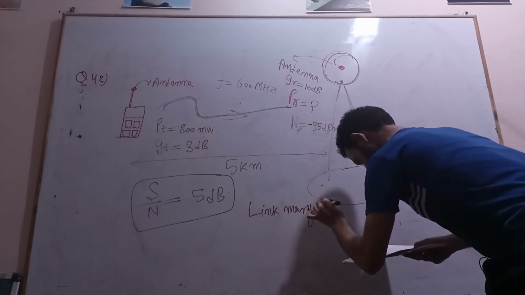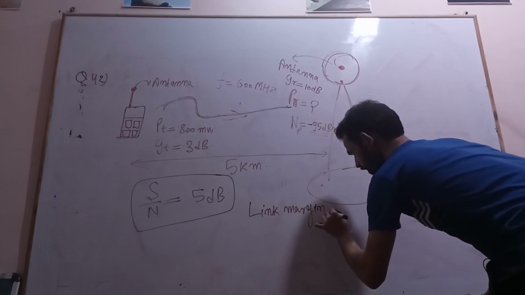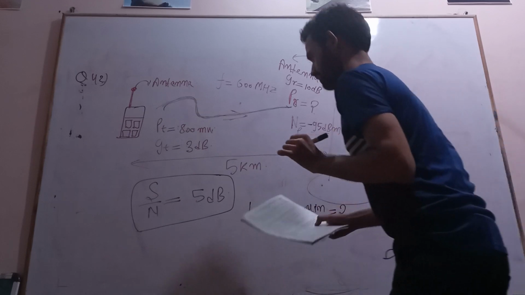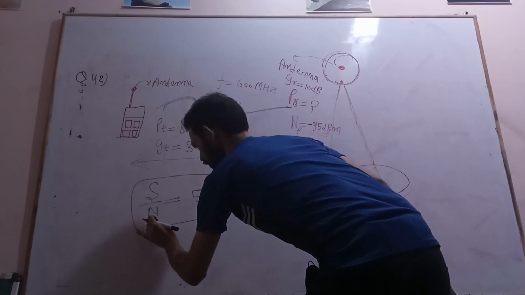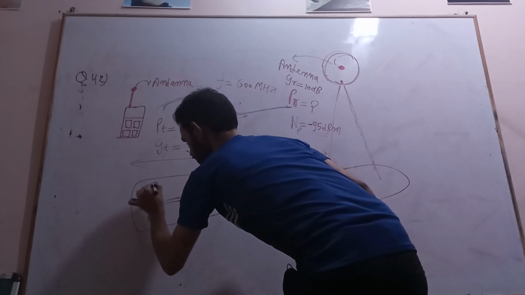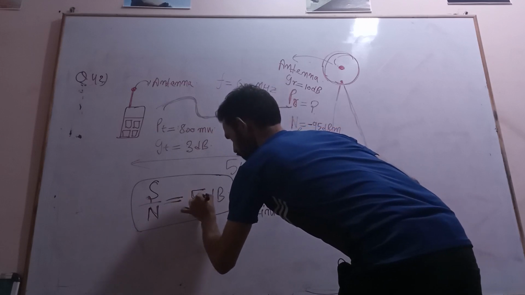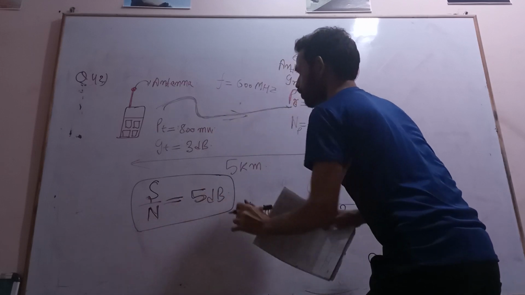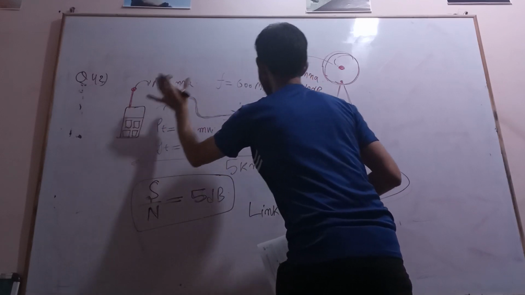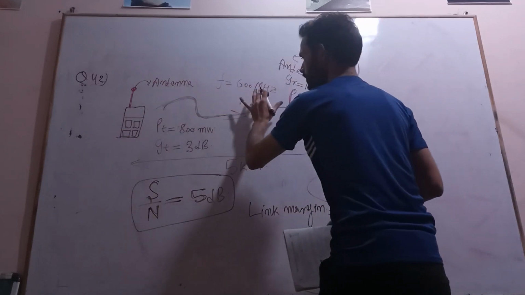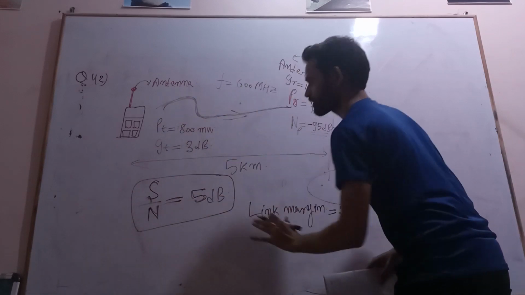So he is asking about link margin. How much is this link margin? So we have to find this. First of all, this is signal to noise power, the signal to noise ratio. This is 5 dB. This 5 dB is required to make the link perfect, from mobile to base station. This much signal to noise ratio is given.